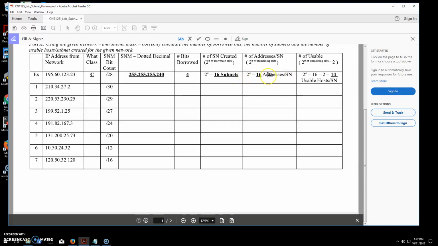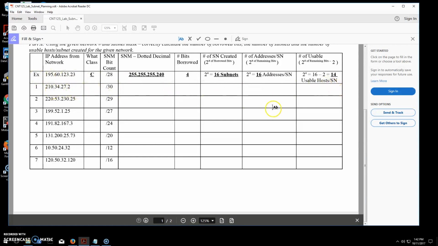That's what we're getting here. And that tells me if I subtract the 2 for the network number and the broadcast address, I'm left with 14 usable hosts per subnet. 14 usable addresses per subnet, if you will. So there's my sample up top.